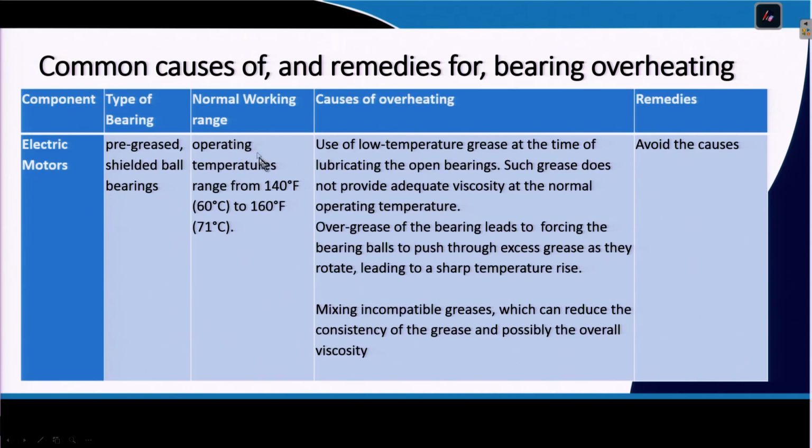In electric motors, there are also bearings and the motor shaft running over them. The normal working temperature range is 60 to 71 degrees centigrade. Now, if you use low temperature grease when lubricating an open bearing, it may lead to overheating. The grease does not provide adequate viscosity, because the main cooling operation is performed by the lubricants. Unless the lubricant's property matches the working condition, you may have the problem of overheating.